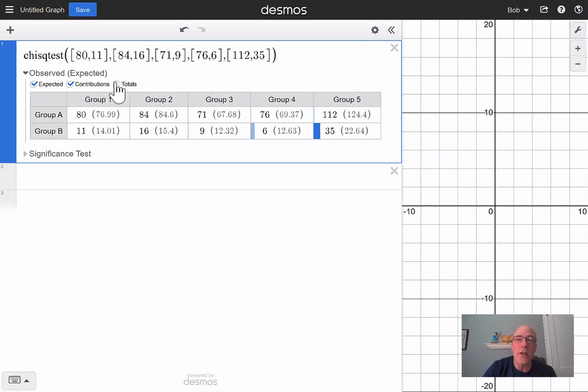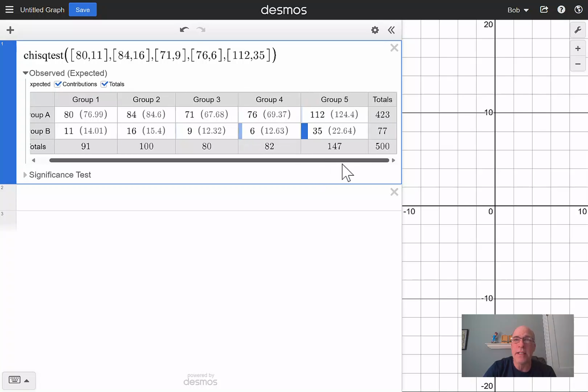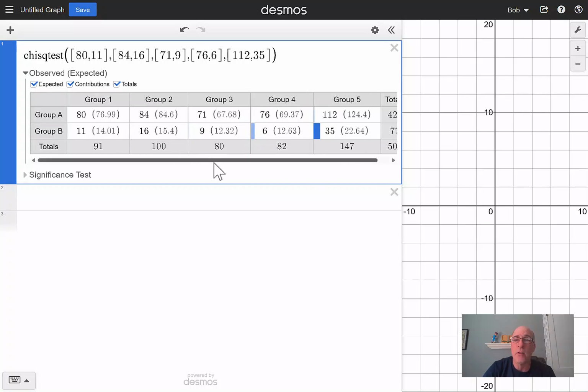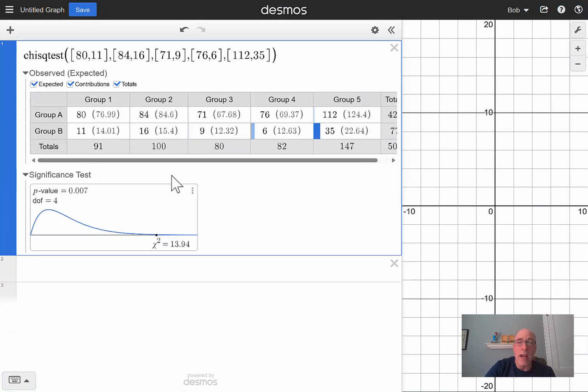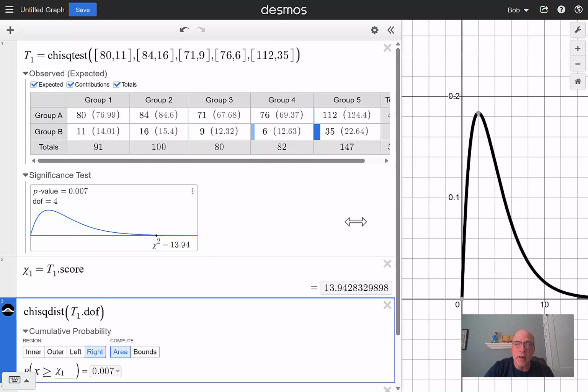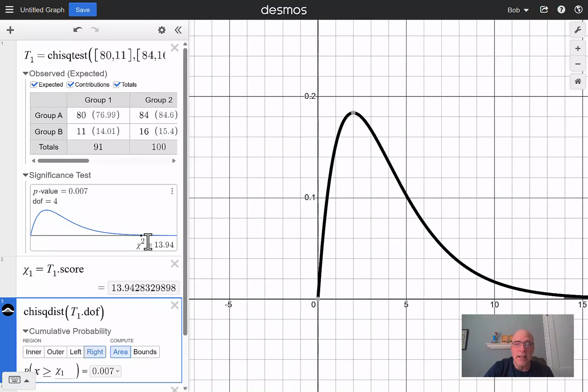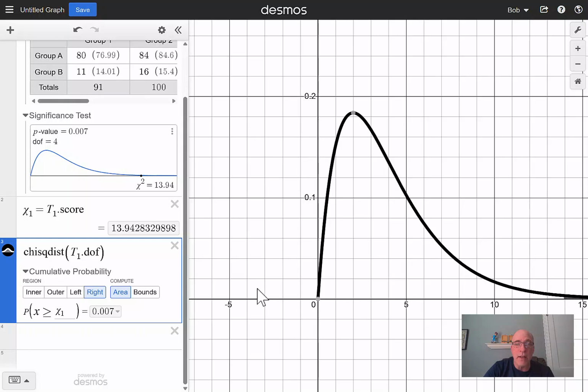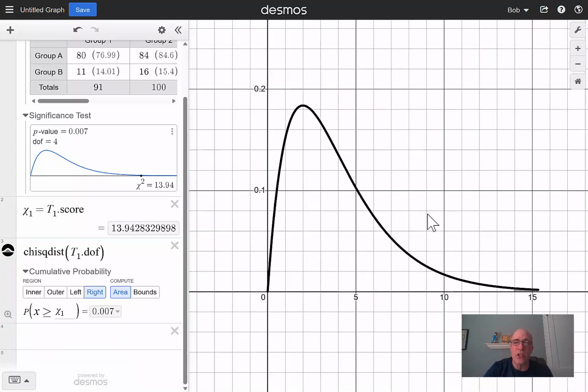We also have a totals option here too, which will complete the table, and we can verify that we have the table typed correctly. We can also do the significance test. Let's take a peek. Oh, here we have a p-value of 0.007, degrees of freedom is 4, the chi-squared statistic, and just like we did in the last test, we can export this curve as a significance diagram, and we can see it here. Let's bring my screen back here. And we have this 0.007, I think it's actually 0.00747 here. And students were given that value on the exam and were asked to reach a conclusion from it.